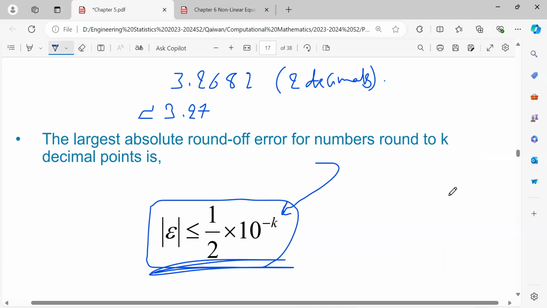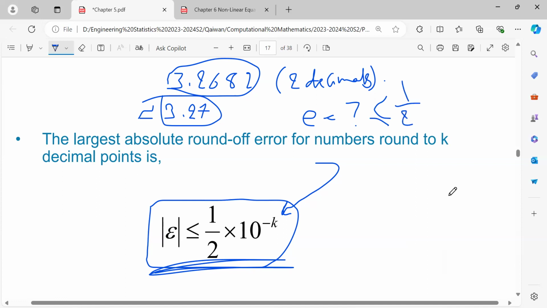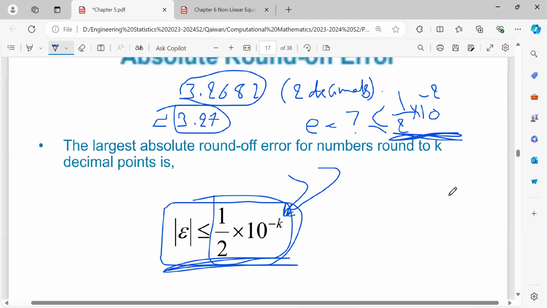We say here the error is the exact value minus approximate value. This error is always less than or equal to a half times 10 to the power minus k. Here, this k is the number of decimals that you rounded to. It is 2 decimals, so it's 10 to the power minus 2. The error must be less than or equal to a half times 10 to the power minus 2. So the maximum absolute error is a half times 10 to the power minus the number of decimals that you rounded to.